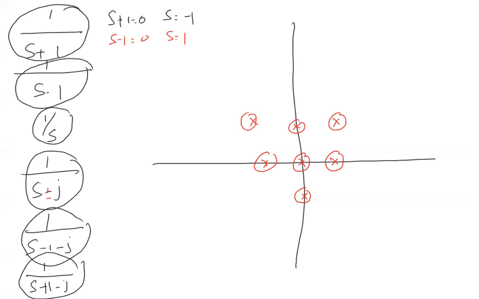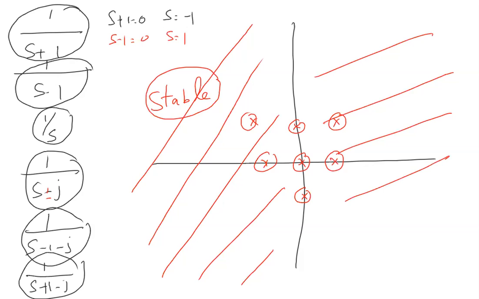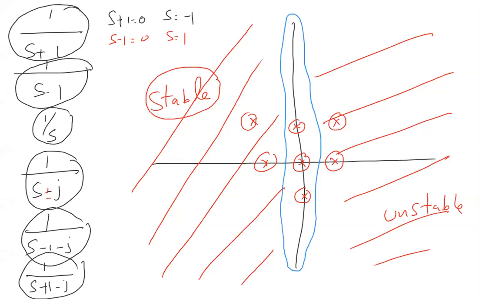So what you can say is, if you just find the roots of the denominator, anything which is on this side is stable. Anything which is on this side is unstable. So what happens to the ones on the imaginary axis? You can call it verge of stability.